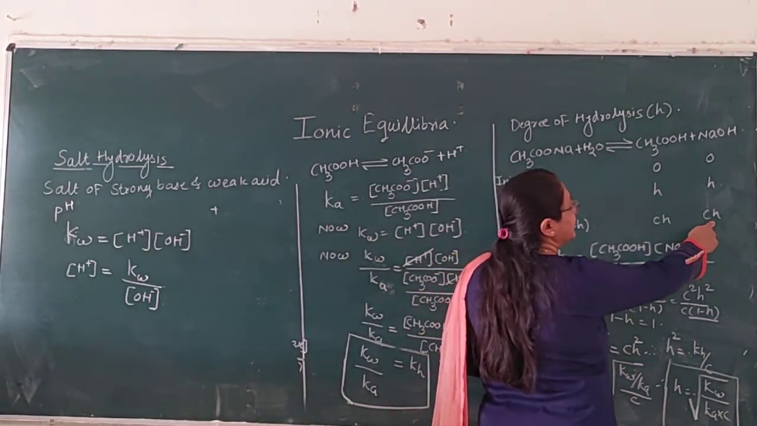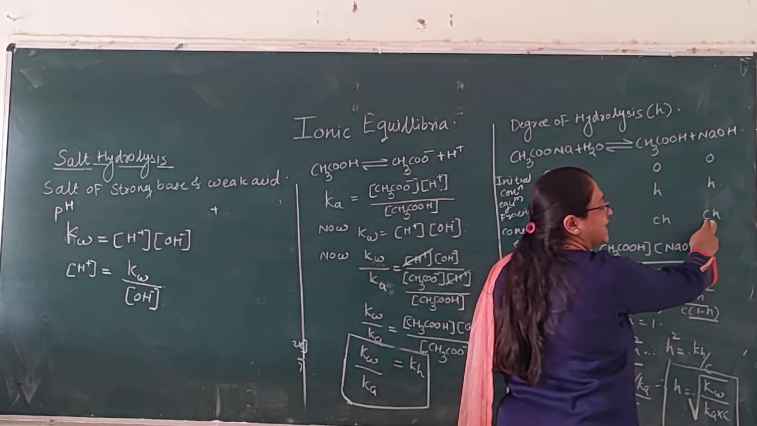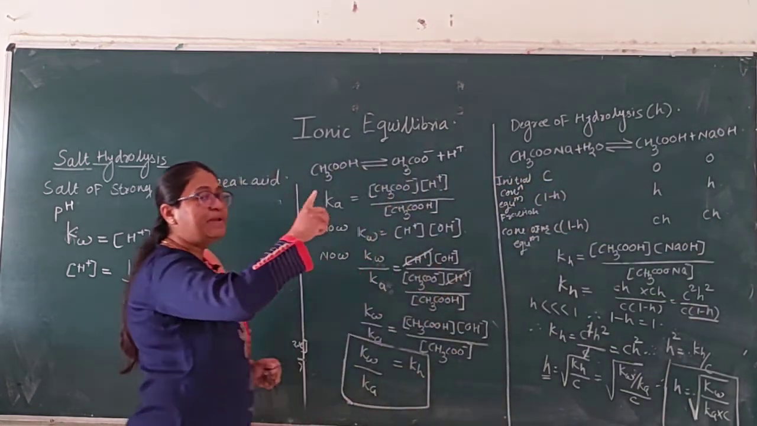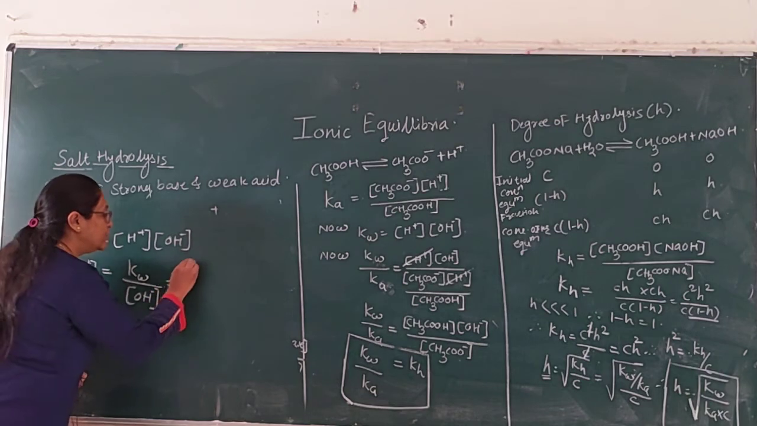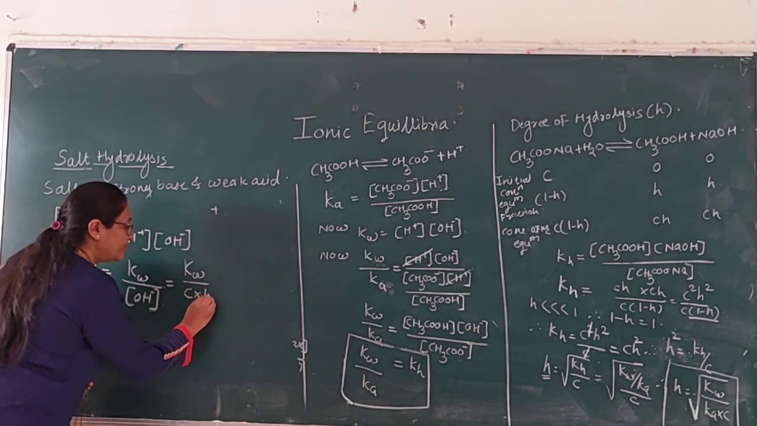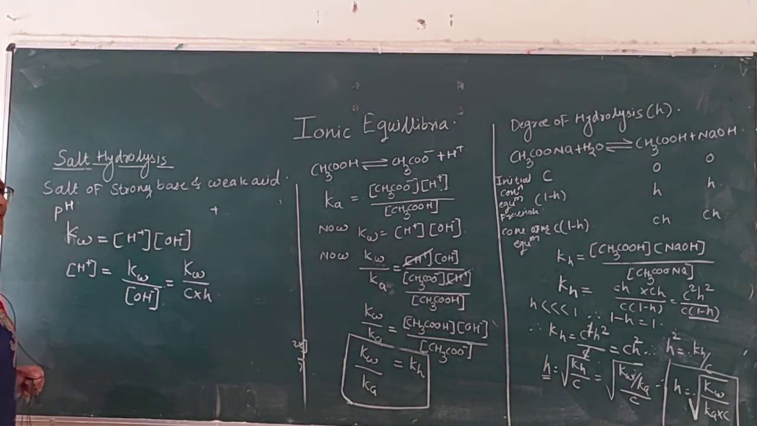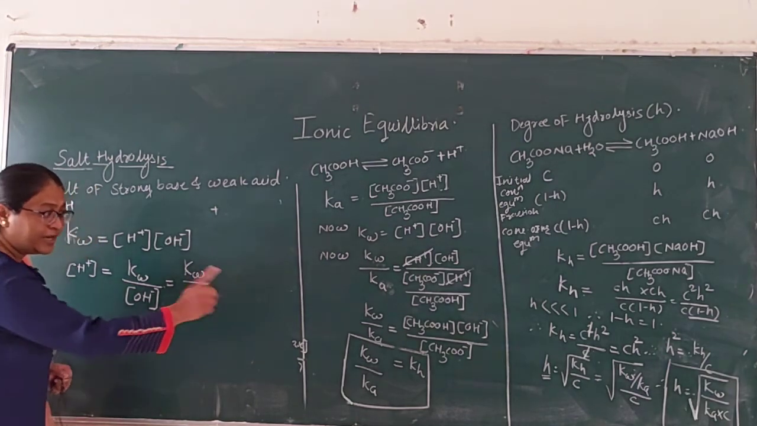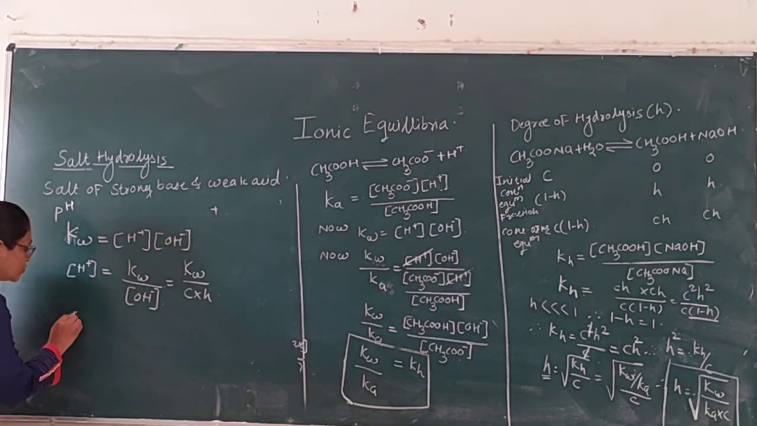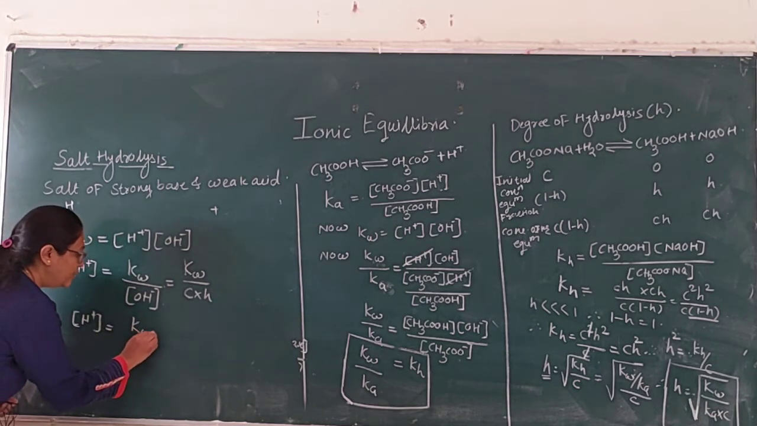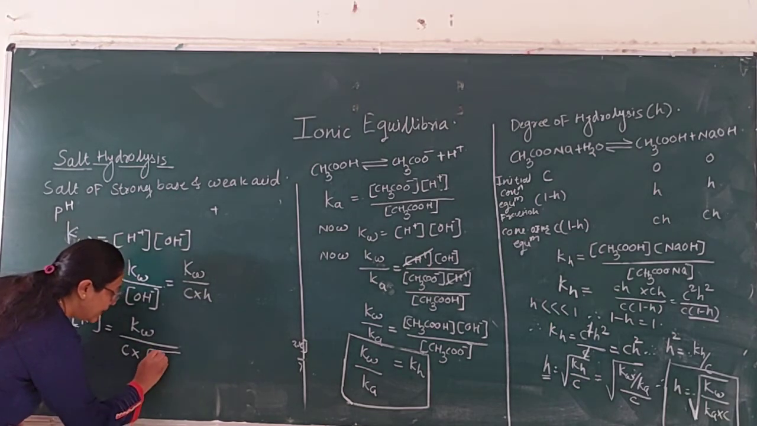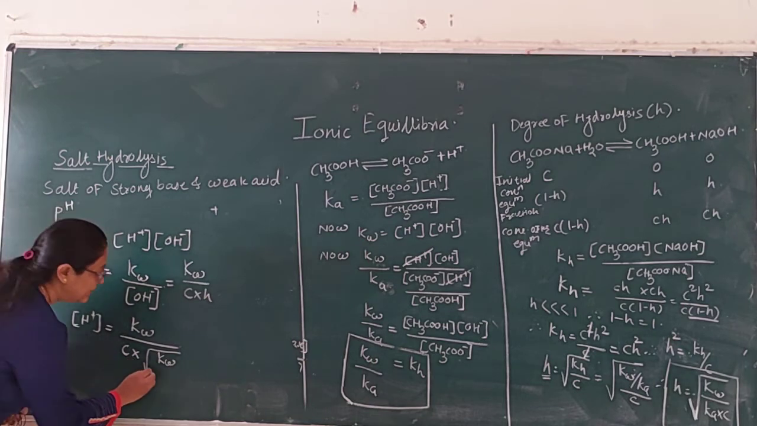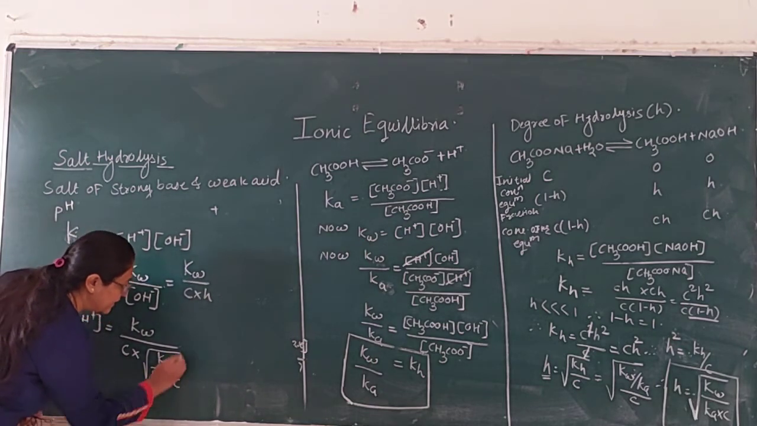Now, see here. The equilibrium concentration of Na plus and OH minus will be exactly the same. That is nothing but the Ch. That means Na plus and OH minus both will have the same concentration, that is C into h. Same concentration we are substituting here: Kw divided by C into h. Now we know the formula for h, we are going to substitute that. So concentration of H plus ion is equal to Kw divided by C into square root of Kw divided by Ka into C.